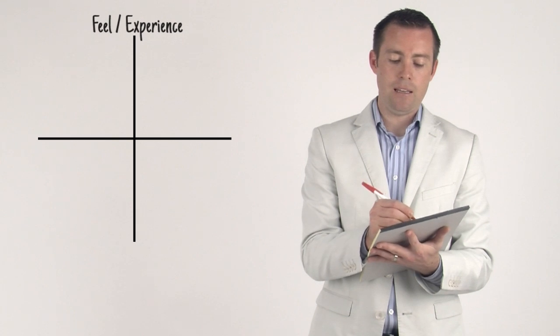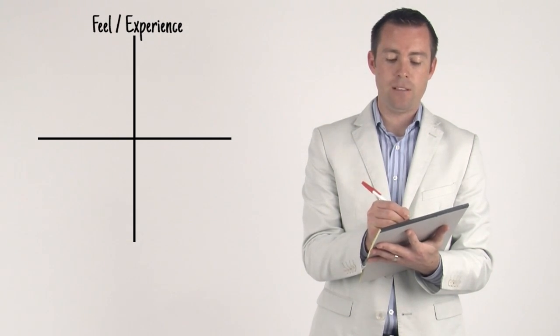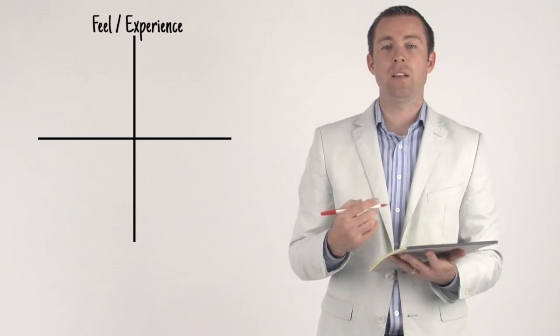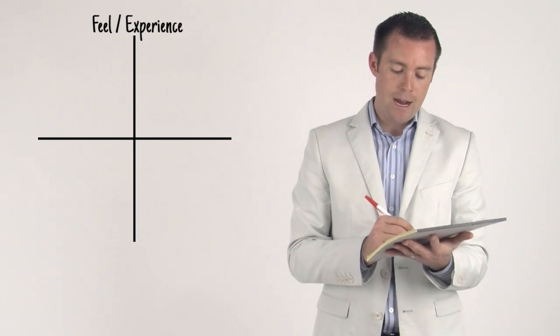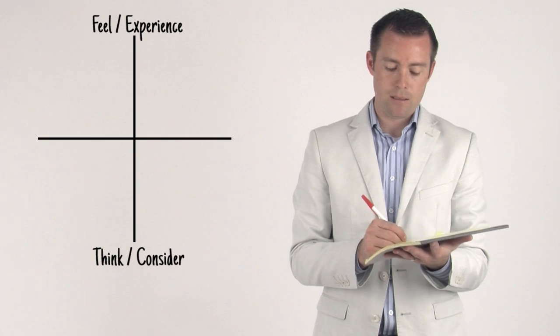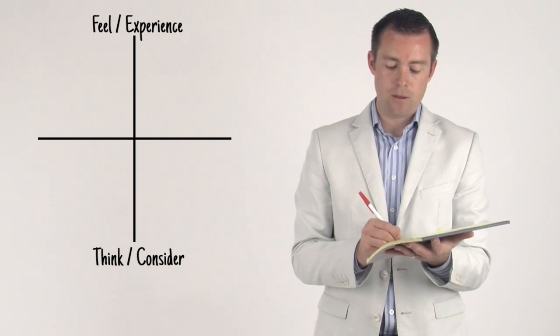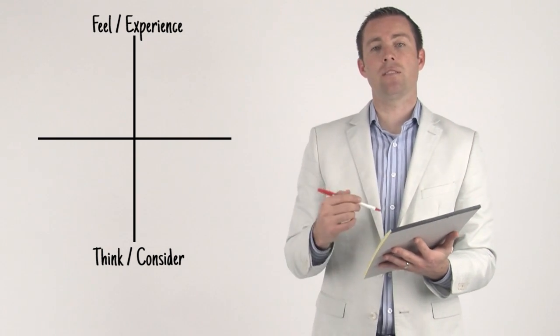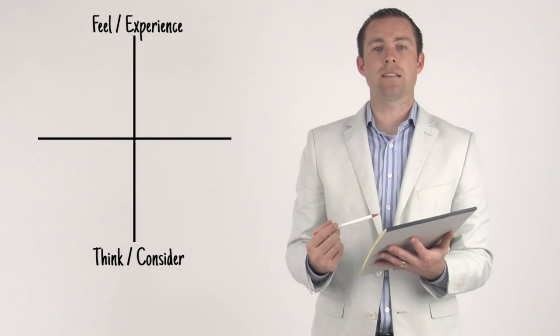Now, on the top of the vertical axis, we're going to work on this vertical axis. On the top, I want you to write the words feel, experience. Feel, experience. Okay, so feel or experience. On the bottom, I want you to write the words think, consider. Think, consider. So, as you're seeing this on your vertical axis, you have feel, experience, or think, consider.